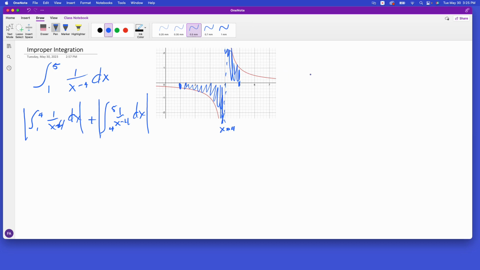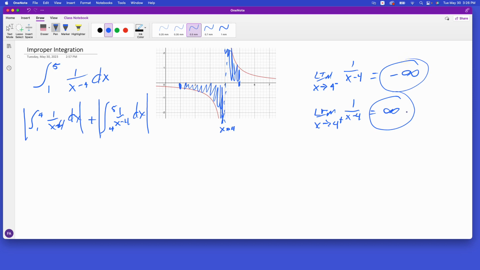Well, if we think about what's happening really close to 4, let's just say we're talking about the limit as x goes to 4 from the left of 1 over x minus 4. That is going to be negative infinity. If we look at this limit as x goes to 4 from the right, that's going to be positive infinity. Now, if we're talking about an overall limit, of course, the limit doesn't exist here, but that's not really what we're concerned with in this instance. The thing I'm concerned with is the fact that we have this infinite value.